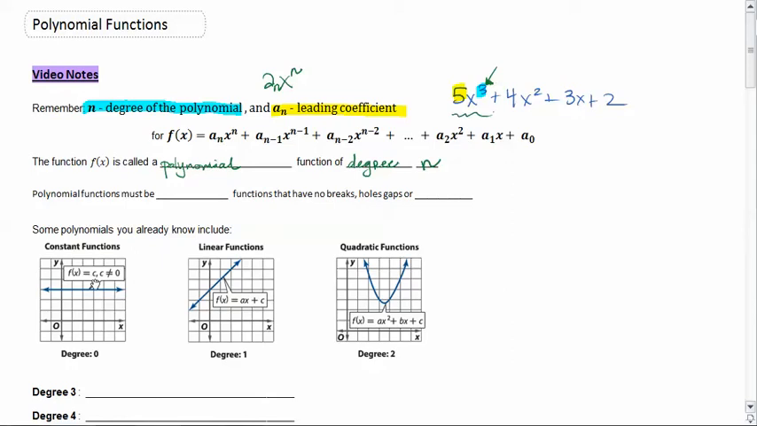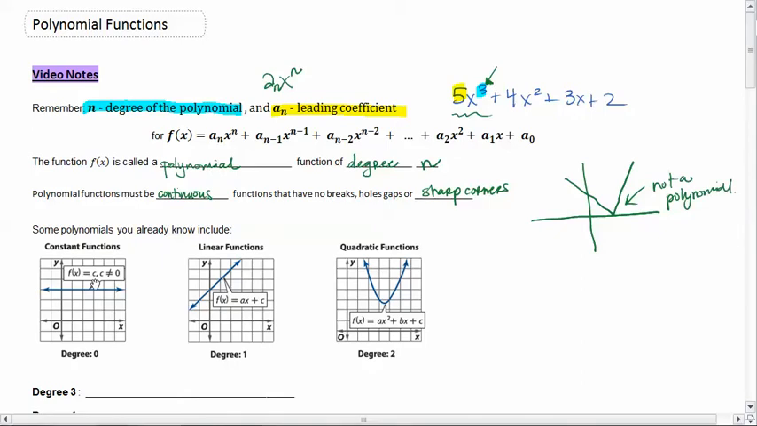Polynomial functions, in order to be polynomial, must be continuous. And we want to make sure that in addition to having no breaks, holes, or gaps, that they also don't have any sharp corners. So one very famous example of a function that has a sharp corner is absolute value. So this is not a polynomial because of that sharp corner.